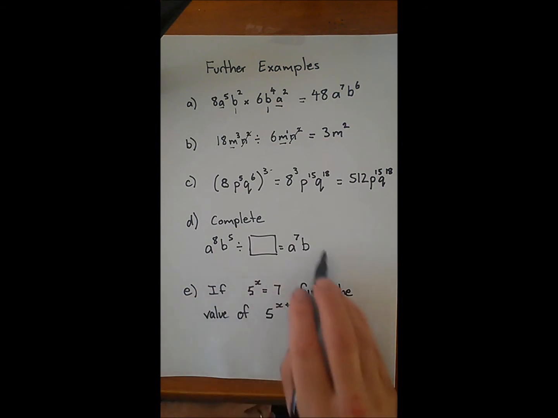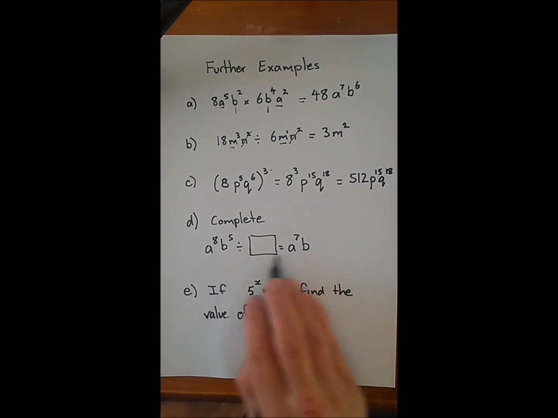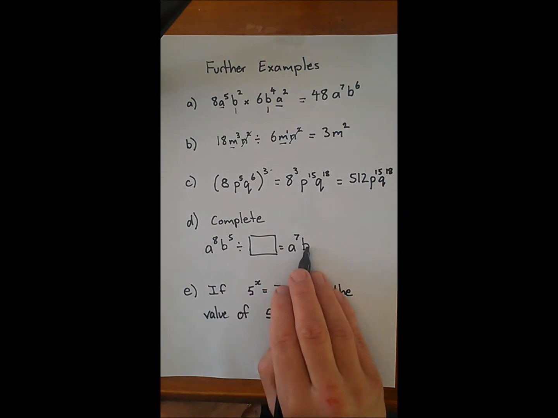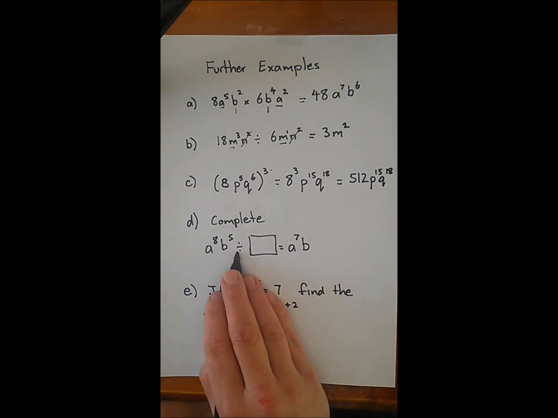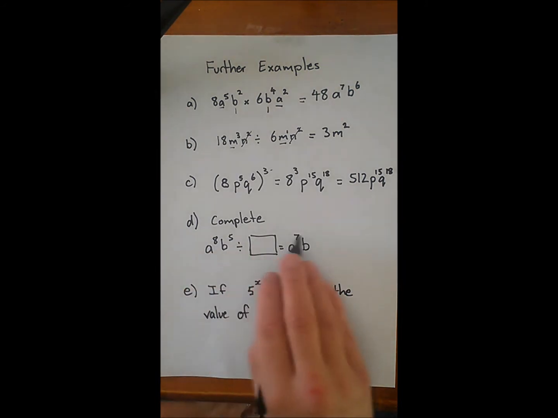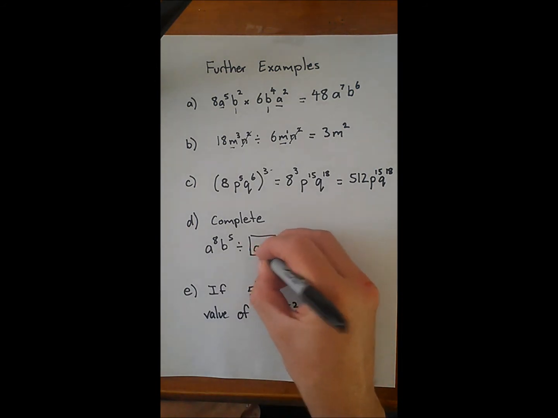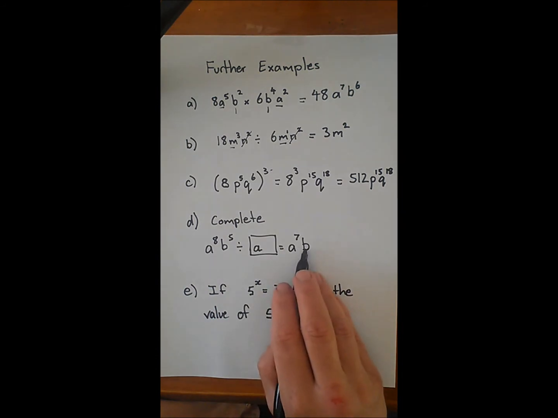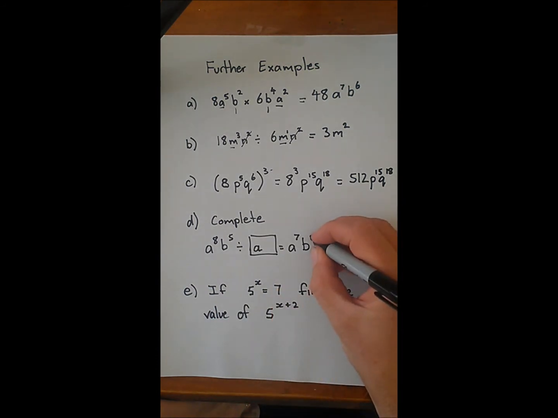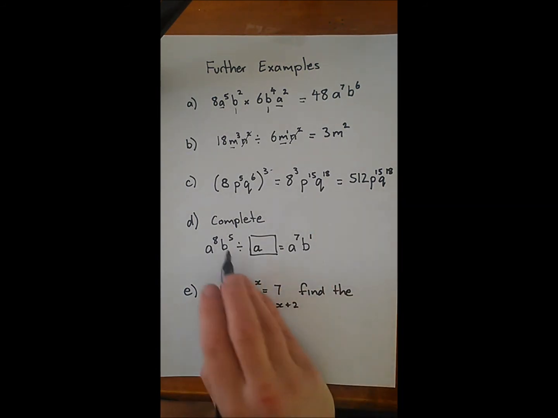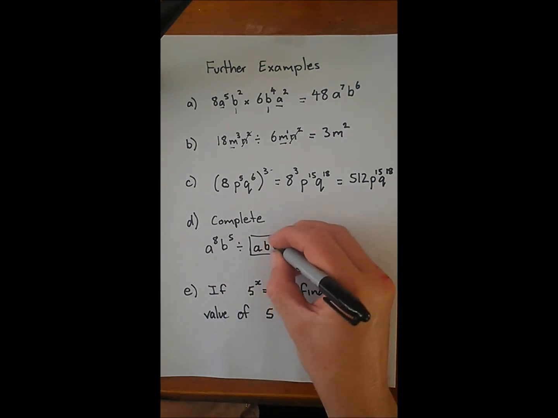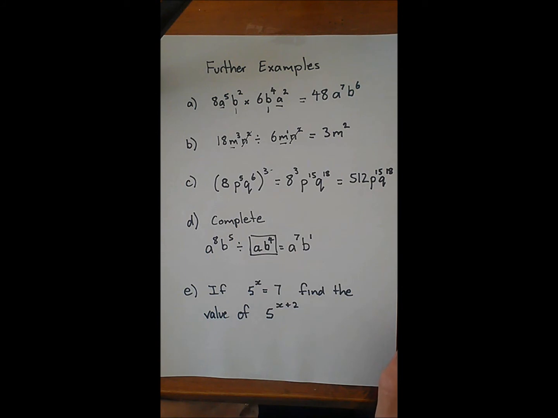This one, just have to think about how we got to the answer. So we've started with A to the 8, B to the 5. It's down to A to the 7. Remembering division means subtract, so I've subtracted 1. So A to the power of 1, or just A. B to the 5 divided by something gives me B. Now B on its own, remember, means B to the 1. So 5 take away 4 is equal to 1, so it would have been b to the power of 4.